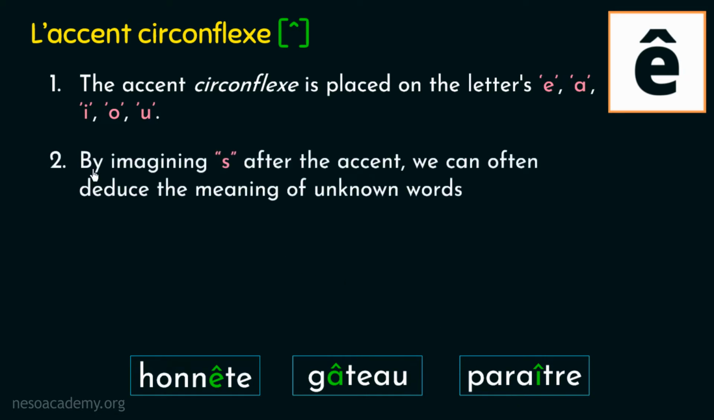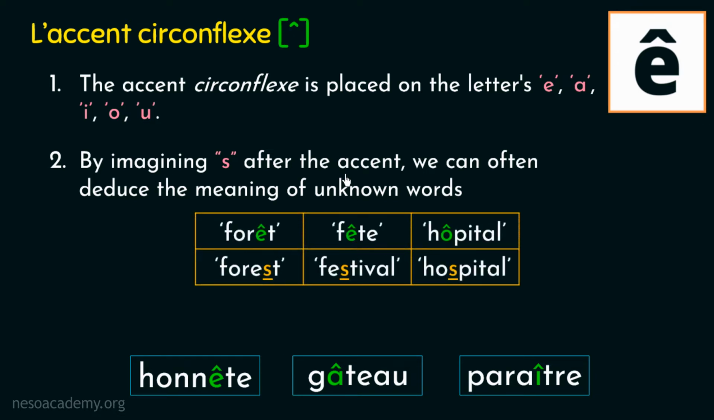So here we have our point number 2. Now this point is very interesting and I really want you to pay attention to it. This point states that by imagining an S after the accent, we can often deduce the meanings of unknown French words. According to this point, we can often deduce the meanings of unknown French words having this accent circonflexe just by imagining an S after the accent. Isn't it really interesting? Now let's take some examples to understand this in a better way.